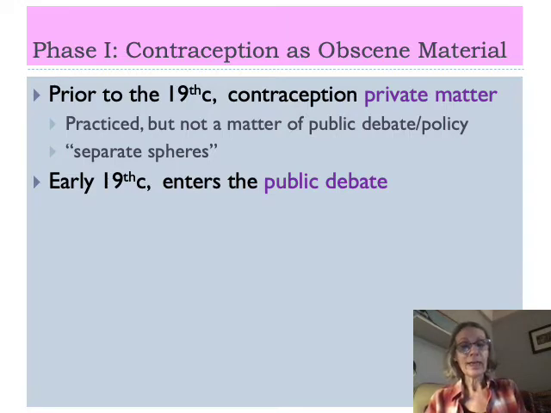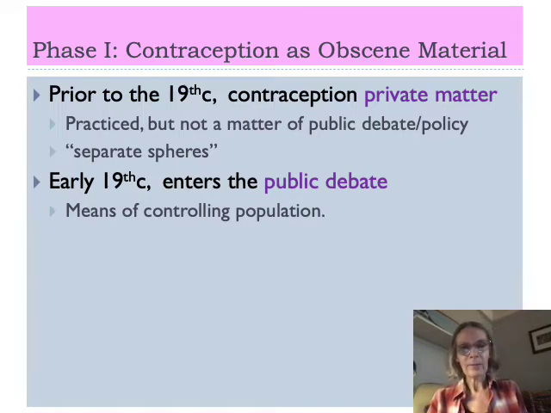That changes in the mid 19th century, in the 1850s. And it's at that point when the distribution and production of contraceptives enters into the public debate. In one way, it enters into the public debate because it's seen as a means of controlling population. So it's like, at least certain people should have access to contraceptives because we want to control the population. This is a time period where we have rising immigration in the United States, and there's concern that the wrong people are here in the United States and the wrong people are reproducing.